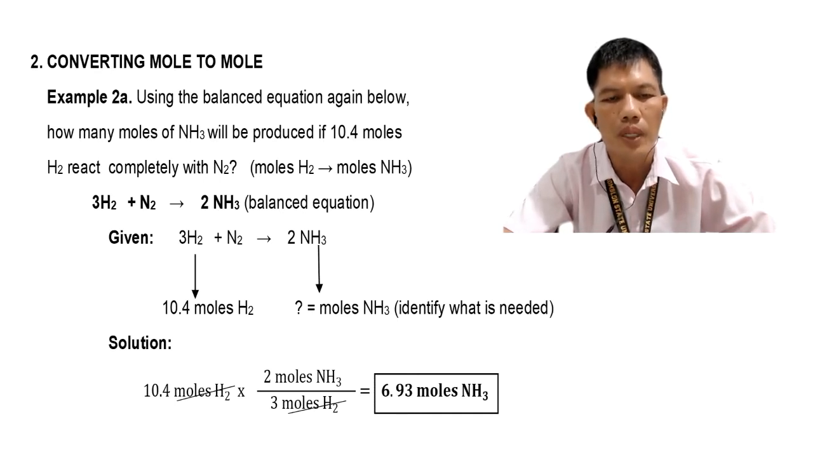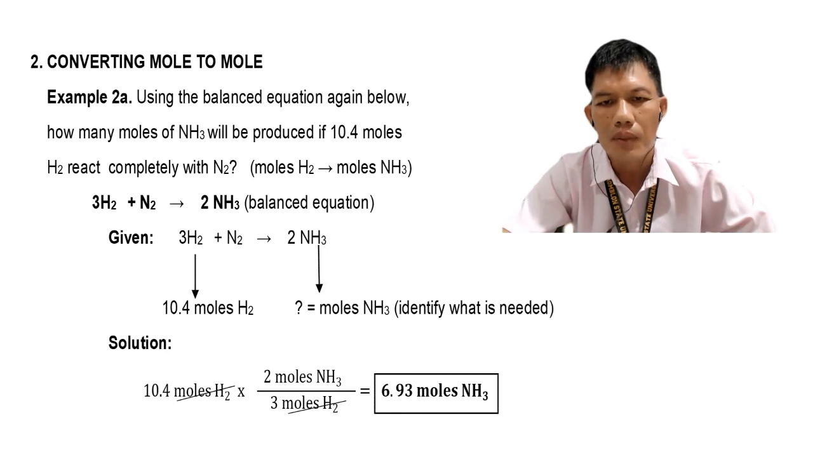The technique here is we place on the right side the given 10.4 moles of H2 times 2 moles of NH3 is to 3 moles of H2. We learned in our first video about mole ratio that 2 moles of NH3 is to 3 moles of H2. Using dimensional analysis, or cancelling like terms, we cancel out moles of H2 and moles of H2. So 10.4 moles of H2 times 2 moles of NH3 divided by 3 moles of H2 equals 6.93 moles of NH3. So we get the moles of NH3 which is needed in the problem. This is how to convert mole to mole.